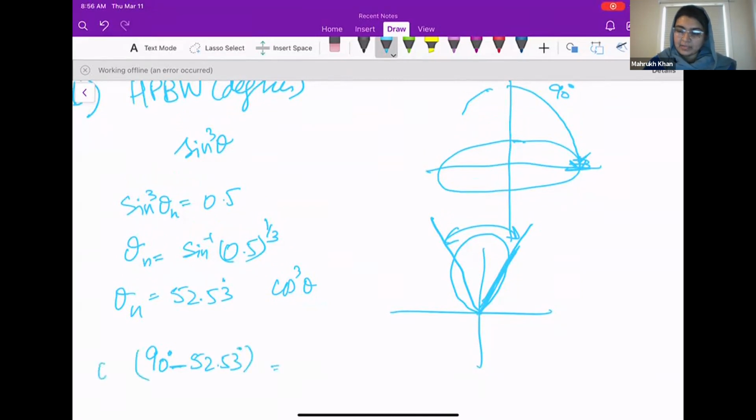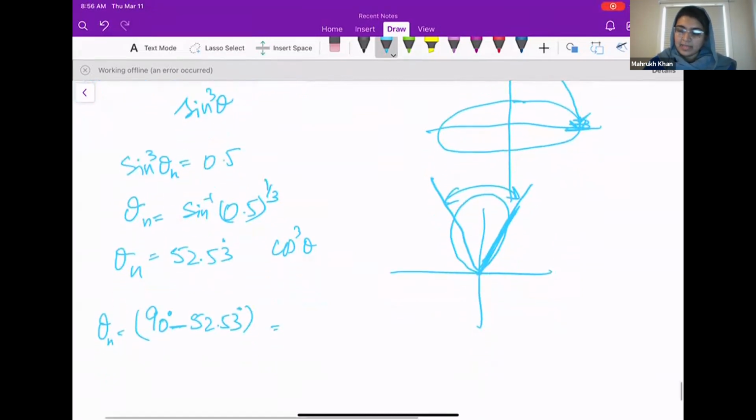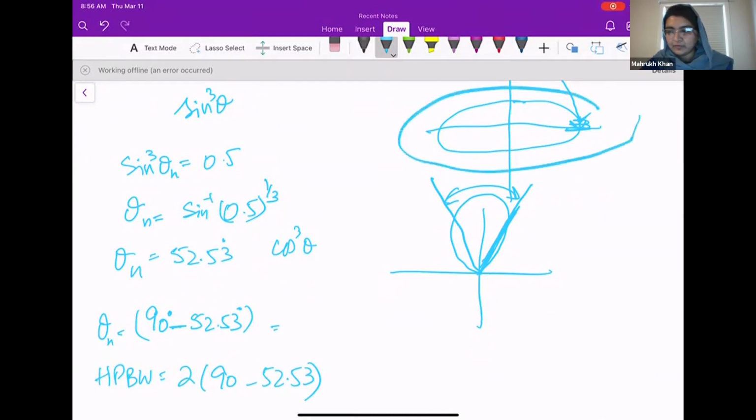When you do that, your half power beamwidth will be 2 into 90 minus 52.53, because you want to tackle this scenario. This happens only when you have omnidirectional patterns in it.